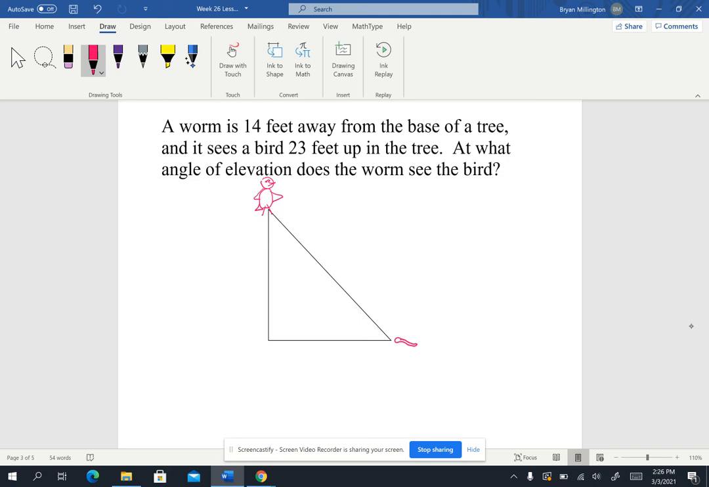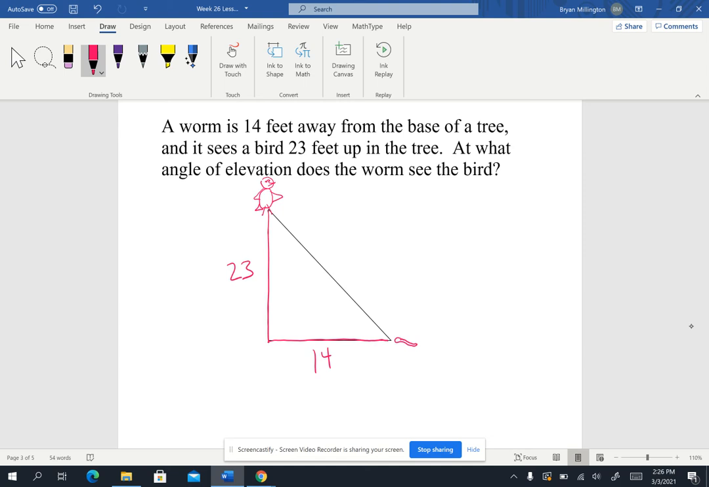The worm is 14 feet away from the base of the tree. So this must be the tree over here because the bird's up in there. So the worm's 14 feet away and it sees the bird 23 feet up in the tree. So the bird is 23 feet up from the ground. So I've got this triangle here. It's a right triangle. At what angle of elevation does the worm see the bird?